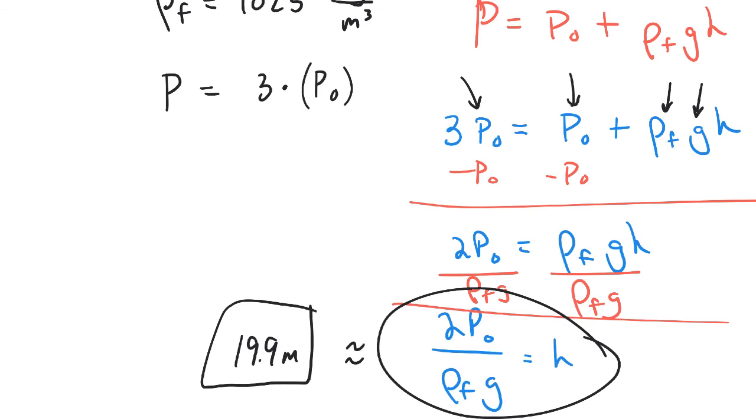Exactly. It could be, you know what? Find the depth when it's 5 times atmospheric pressure. And how would that change? This would become a 5. When you move this over, it would make this a 4. Would you make this a 4? And that's it. That's all that would change.